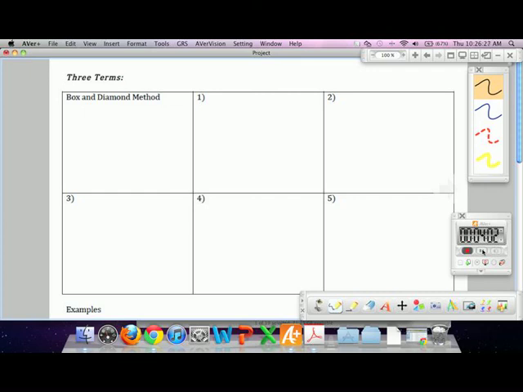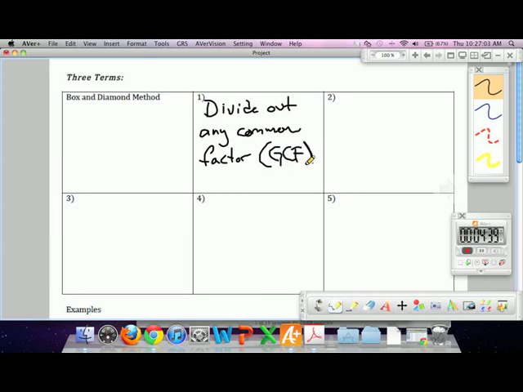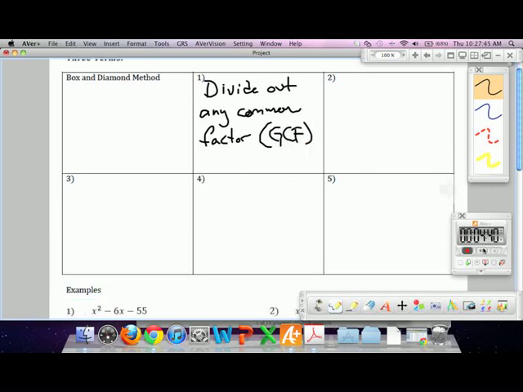Okay. So to get started, it's called the box and diamond method for a reason, because we're going to do 2 things. We're going to make a diamond and use a box to factor. Okay. First step, when we're trying to factor using this new method, is we're going to look at our trinomial and we're going to divide out any common factor. It's called the GCF. If there's nothing in common, we're going to do the following. We're going to create a diamond problem.